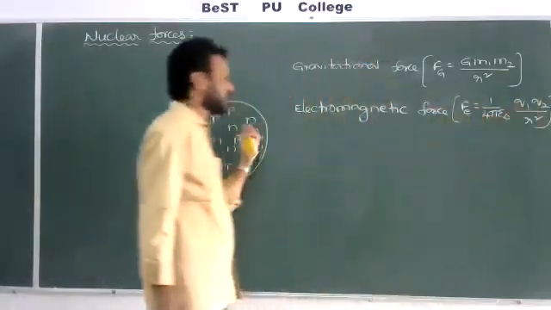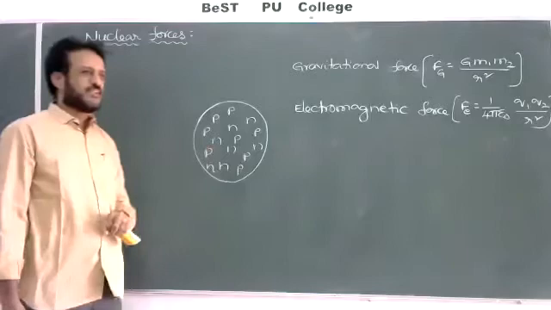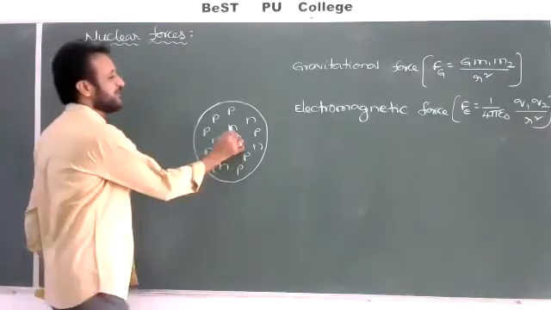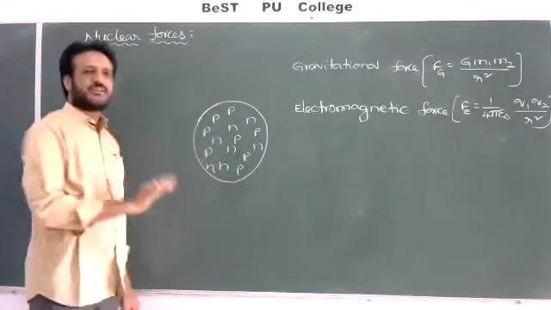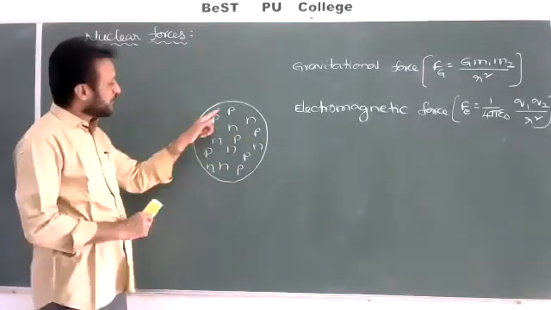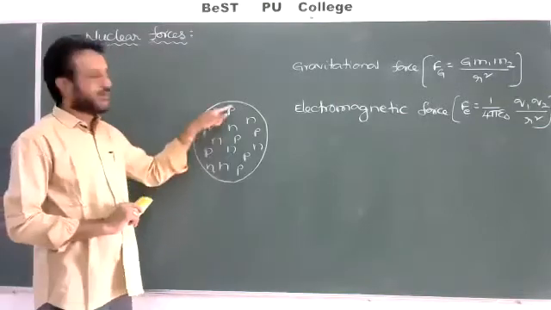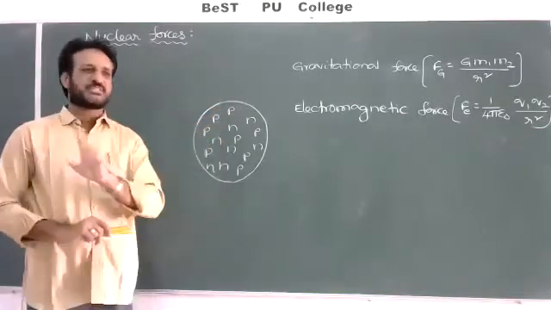In this nucleus, what are the charged particles? Only protons, but neutrons are neutral. So clearly between the neutrons there is no electrostatic force. Between the proton and neutron also there is no electrostatic force, correct? And only between the protons there is an electrostatic force.